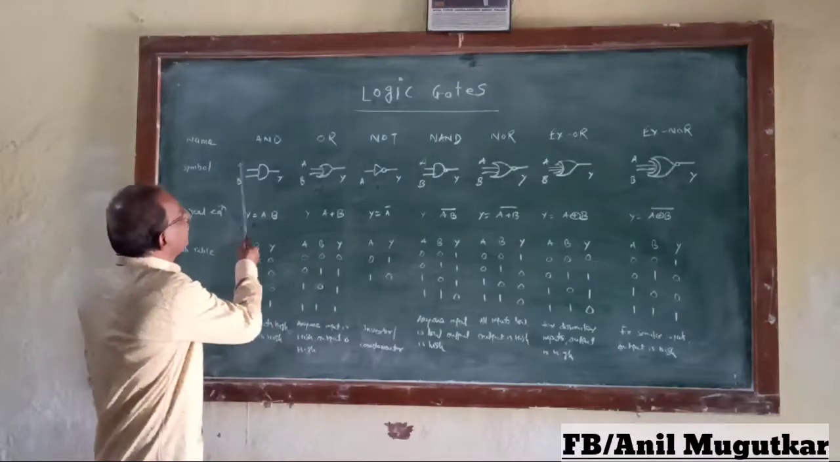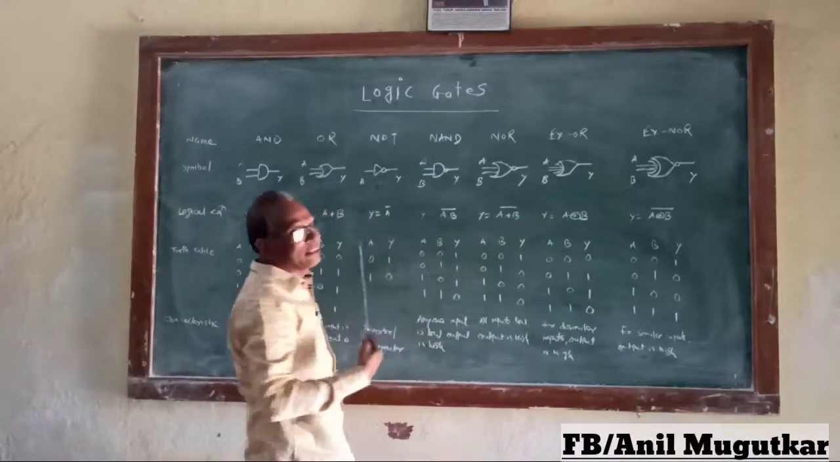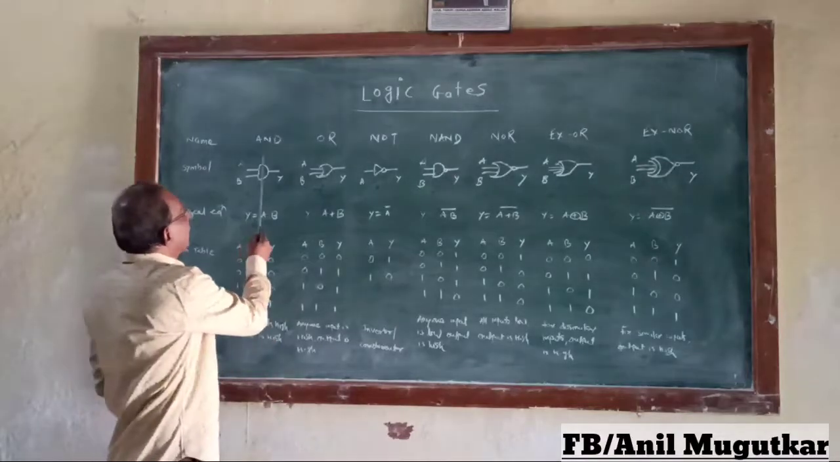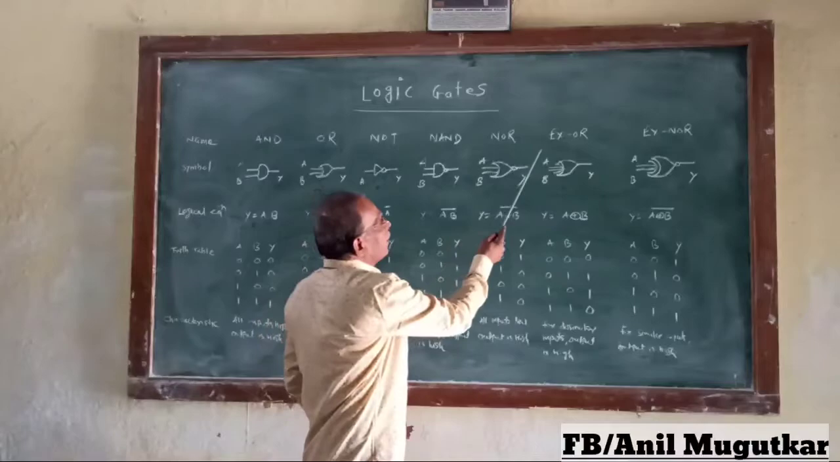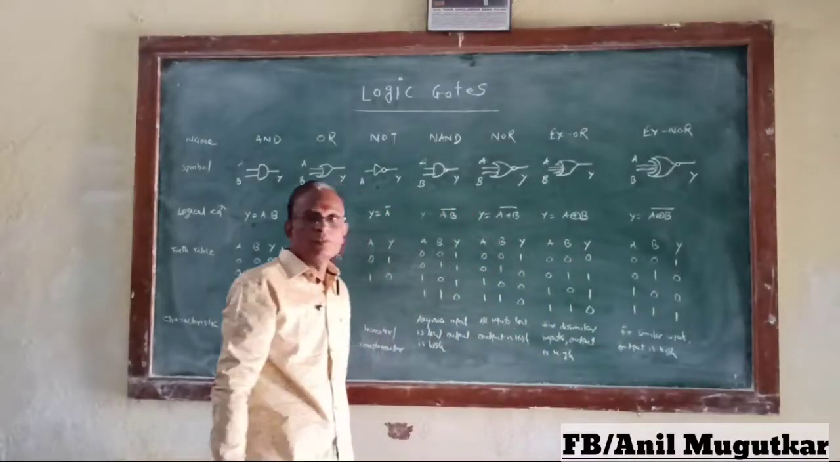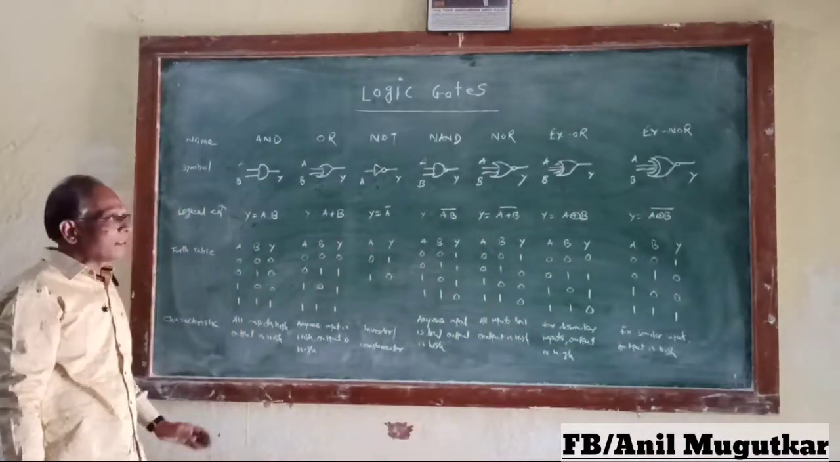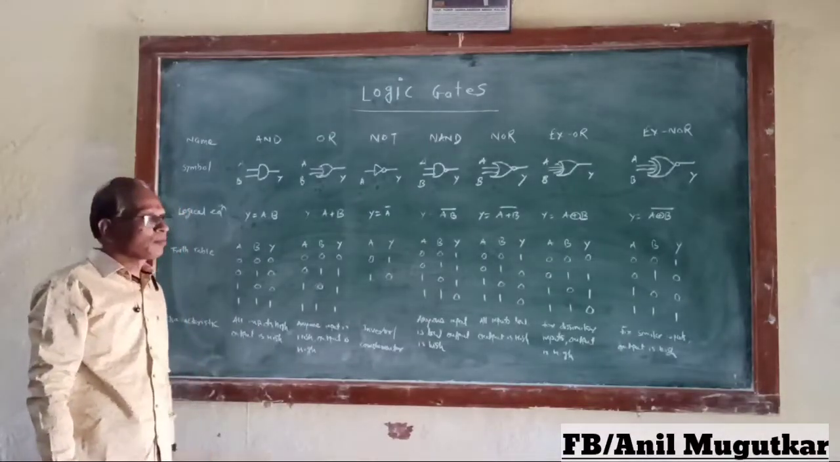Basically, there are 7 types of logic gates: AND gate, OR gate, NOT gate, NAND gate, NOR gate, XOR gate and XNOR gate. So, these are the 7 logic gates.